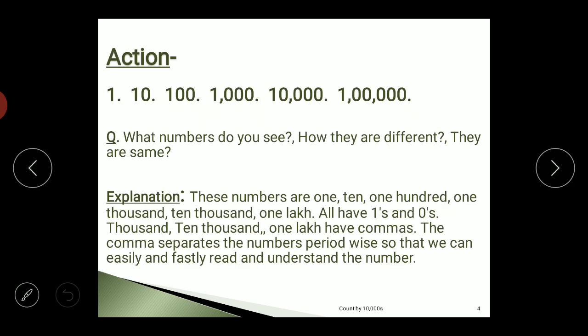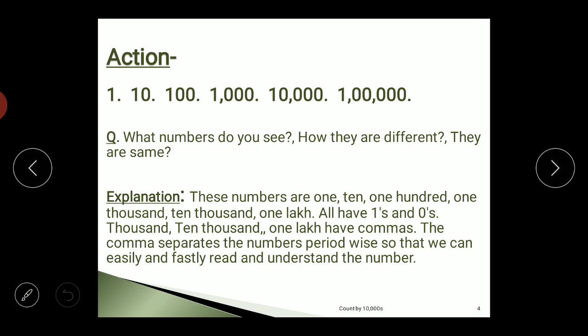First of all, what numbers do you see? How are they different? Are they the same? As seen on the screen, the numbers are 1, 100, 1000, 10,000 and 1 lakh. All have ones and zeros. 1000, 10,000 and 1 lakh have commas. Do you know why these numbers have commas? These numbers have commas to separate the periods.